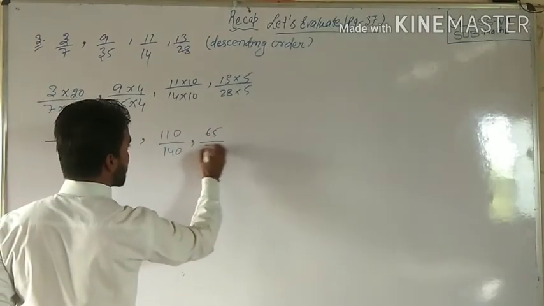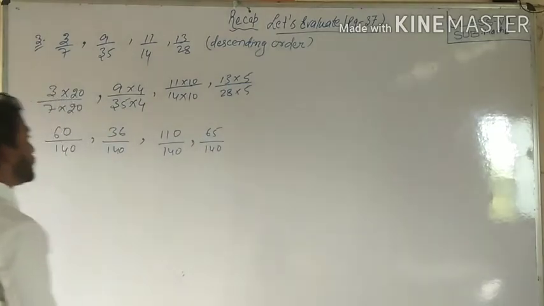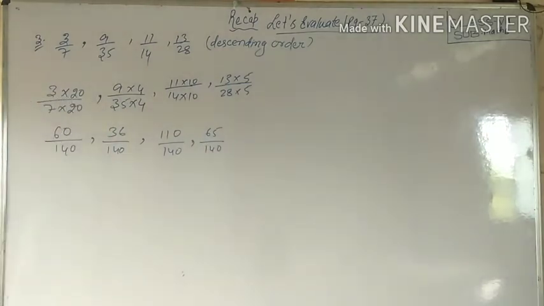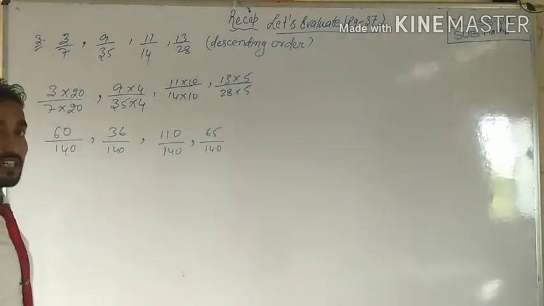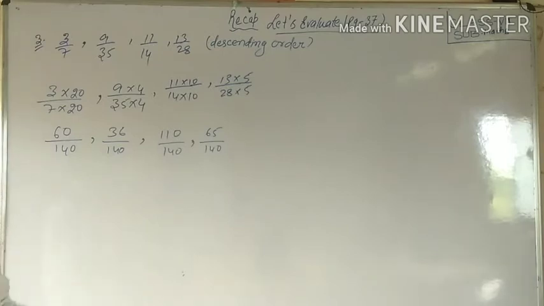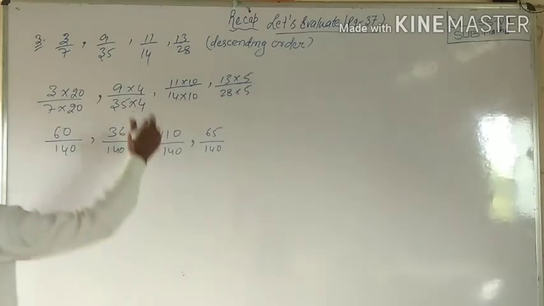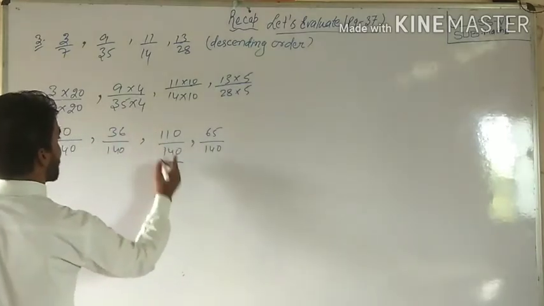65 by 140. See, students, which fraction is the smallest and which fraction is the largest? You have to write down in descending order. Descending order means you have to find the largest fraction. Which is the largest fraction? The largest fraction is 110 by 140.